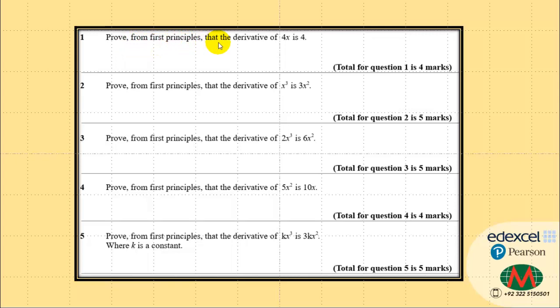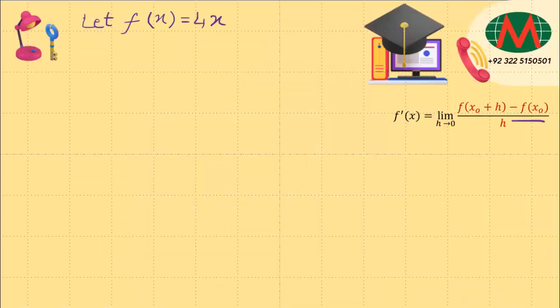Prove from the first principles that the derivative of 4x is 4. Let f(x) = 4x, and to find the derivative using first principle we use this formula. Therefore f'(x) is equal to the limit as h tends to 0 of f(x0 + h). We will put this f(x0 + h) into the function, and the function is 4x. So we have 4, and we put x0 + h in x, then minus f(x0).